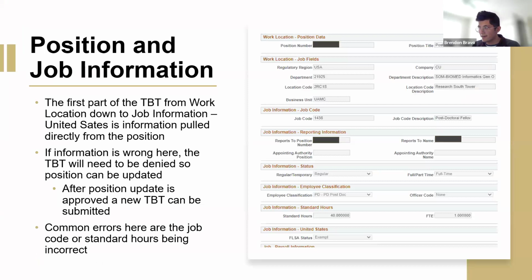So now we're going to hop into the actual template-based transaction. It says position and job information, so there's a tab up here. If you're doing a new hire, you have a personal information tab and a position and job information tab. The personal information tab is their social security number, their address, ethnicity, all that stuff. We don't worry about that. We only worry about what's underneath position and job information when we're reviewing it.